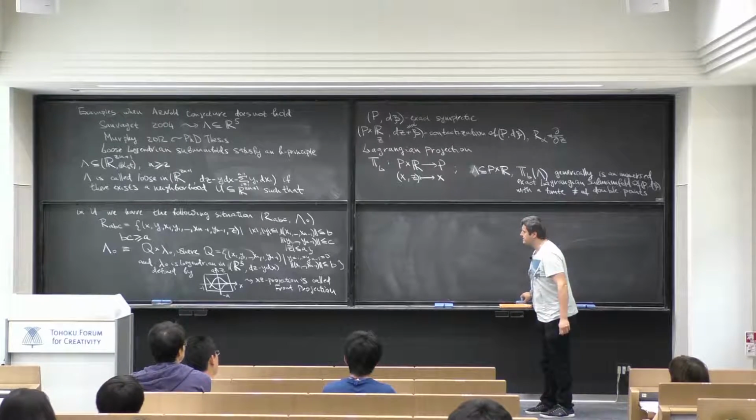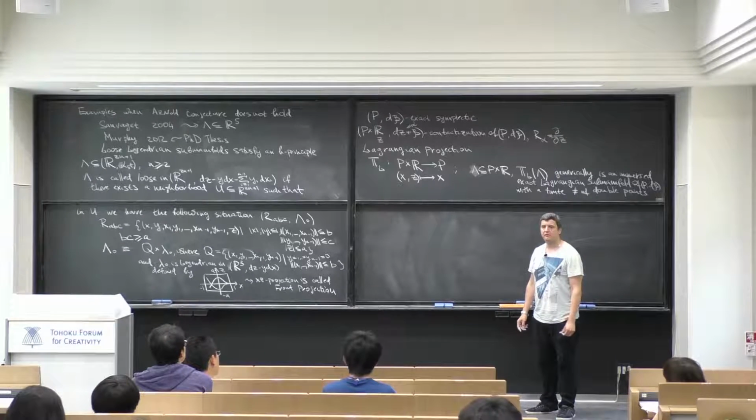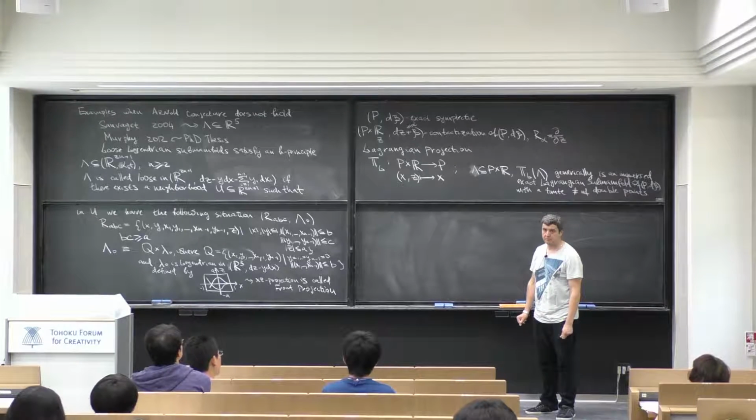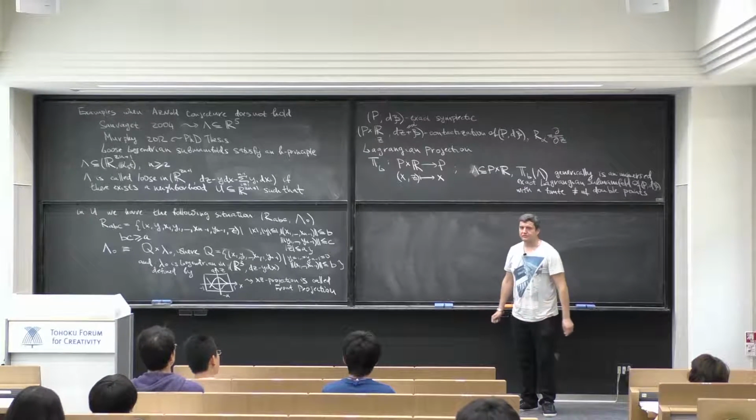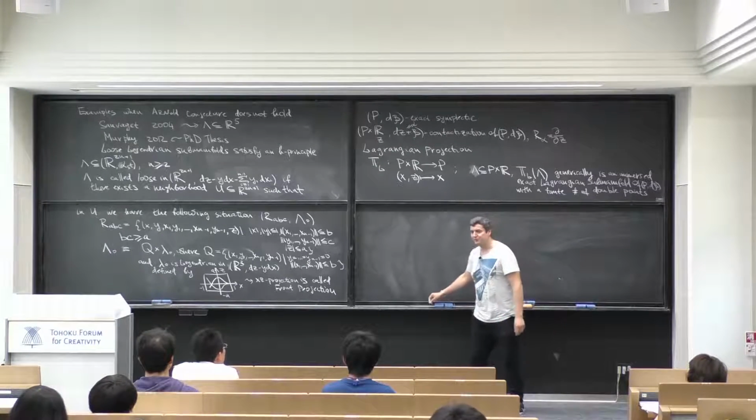Actually, the first such formulation appeared in the work of Ekholm, Etnyre, and Sullivan, where they defined a Legendrian contact homology for Legendrians living in R to the 2n+1. And they called it the Arnold conjecture. So he just followed the words.